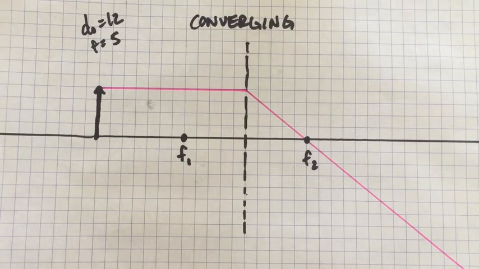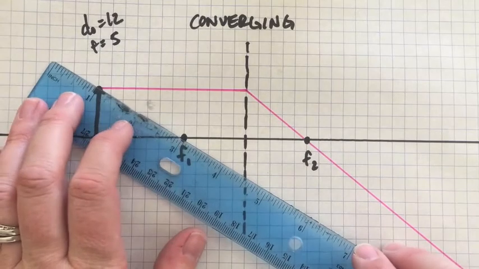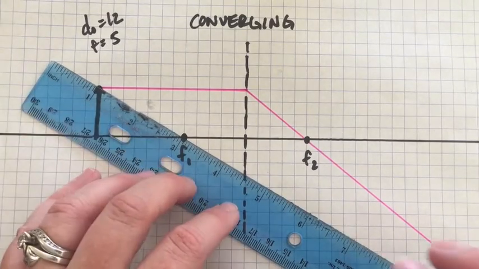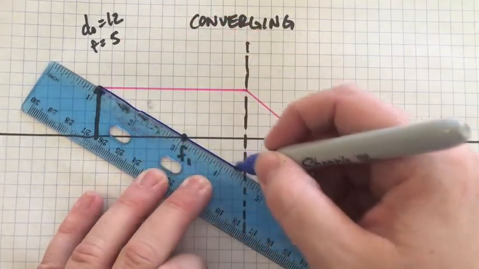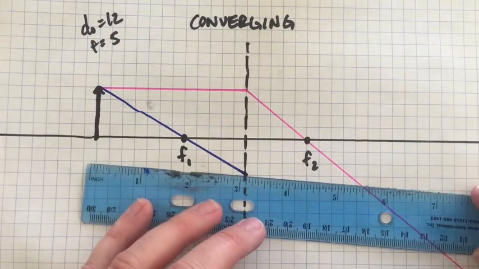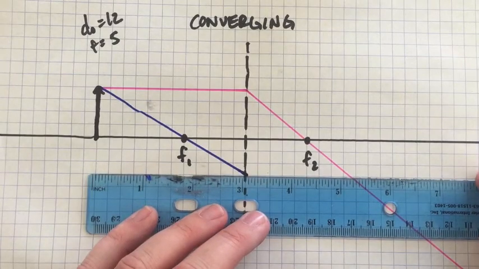The second line is similar. It still starts at the tip of the arrow, but it goes through F1 first, and then it refracts or bends parallel to the principal axis.